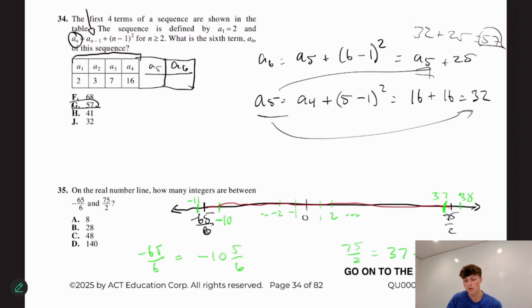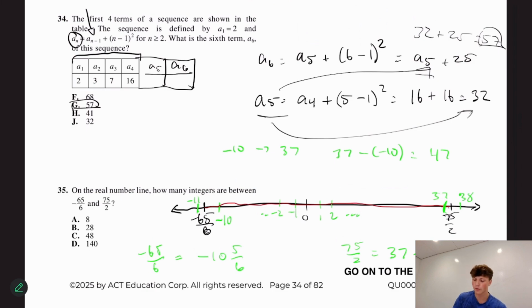Okay, so how do we find how many integers are between the two numbers? Well, we go from negative 10 to positive 37. How many numbers are between negative 10 and positive 37? Well, it's just 37 minus negative 10, which is going to give me 47. So there's 47 integers between negative 10 and 37.